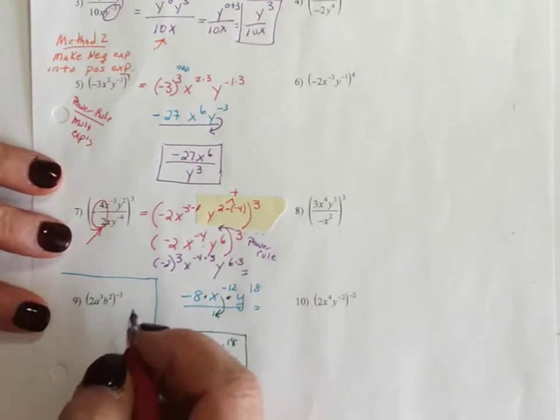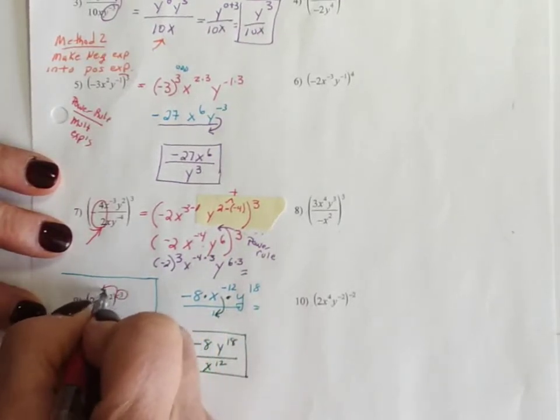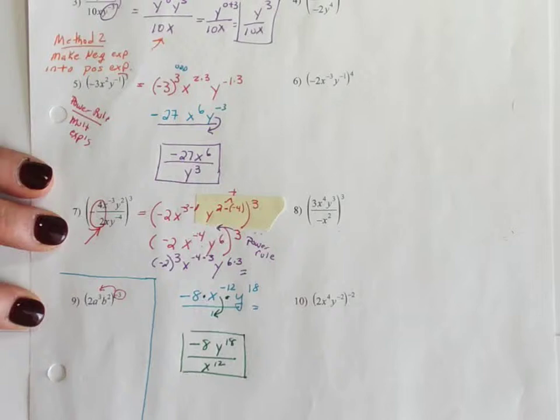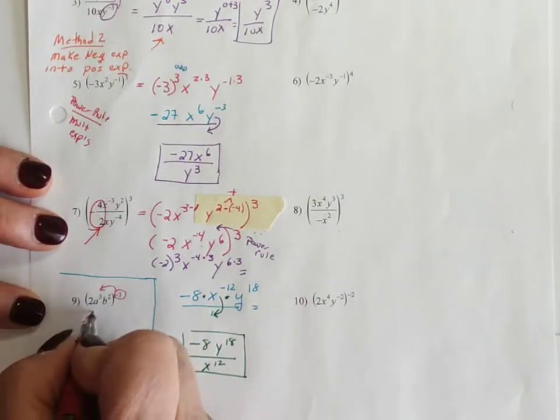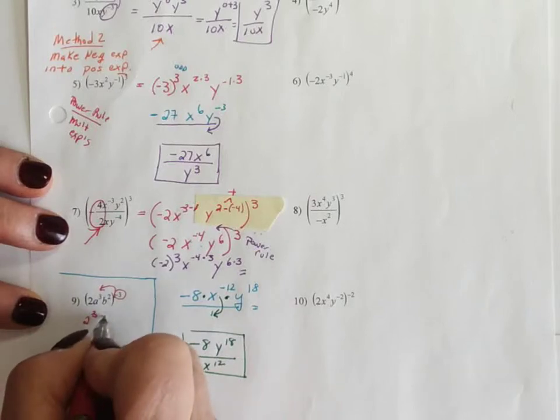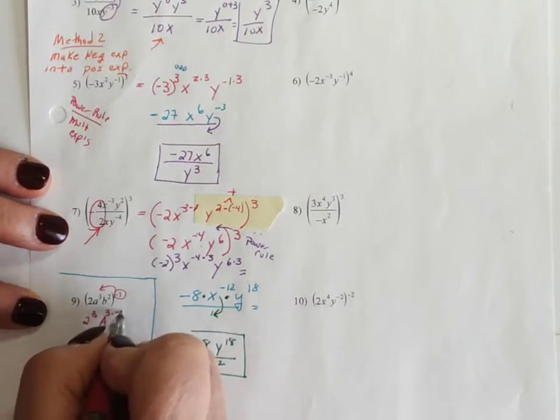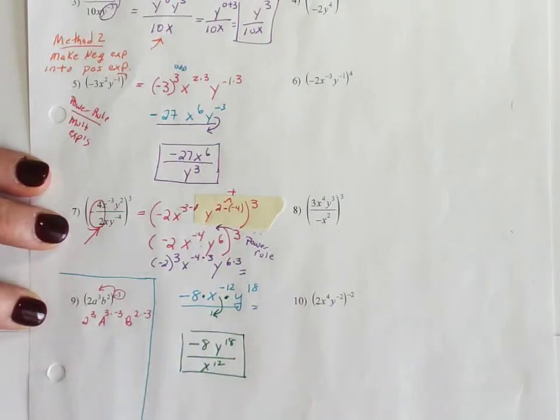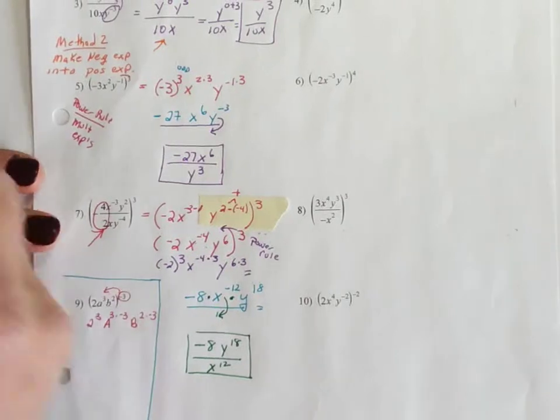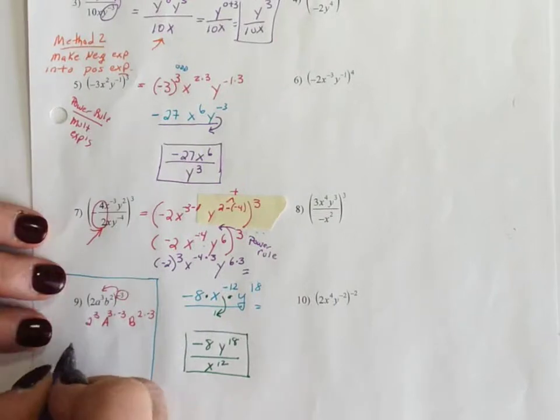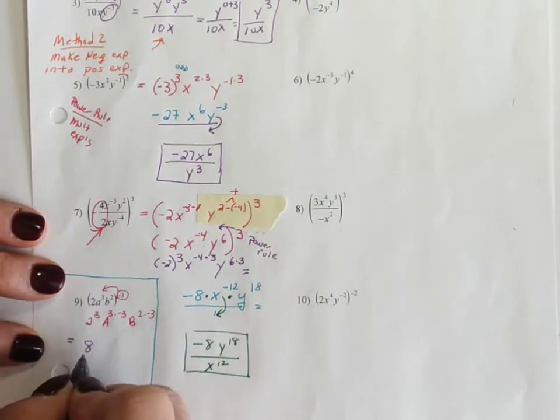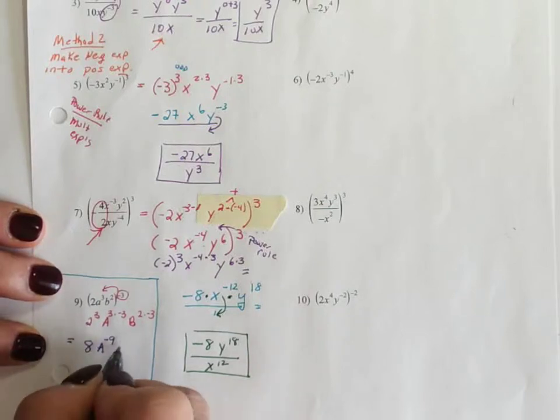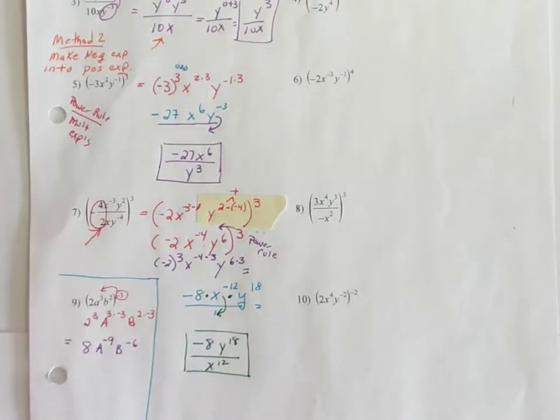So number 9, I'm going to take the negative 3 and I'm going to distribute it with everything. So that's going to be 2 to the third, a 3 times negative 3, and b 2 times negative 3. So that's going to give me 2 to the third is 8, a to the negative 9, b to the negative 6.